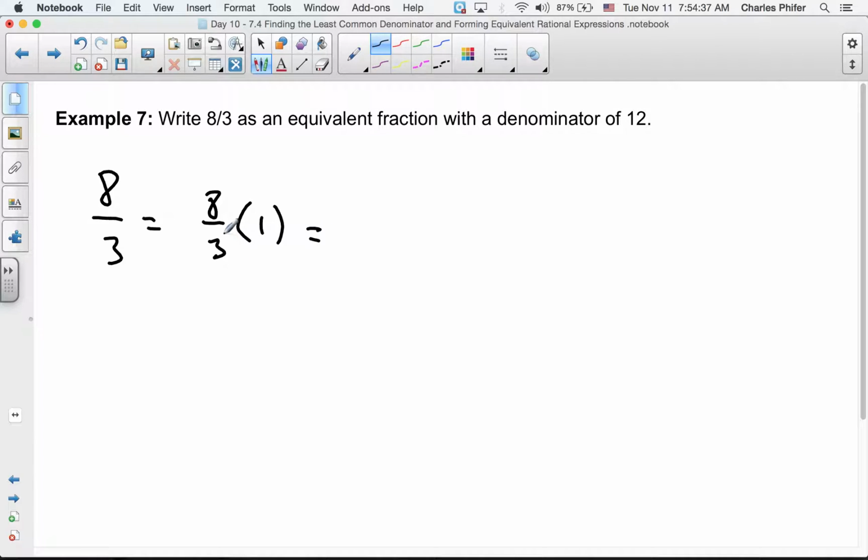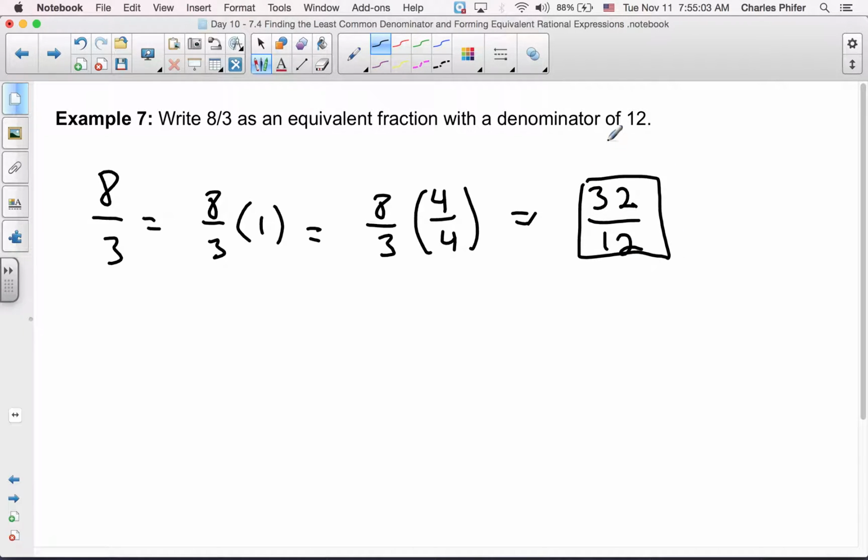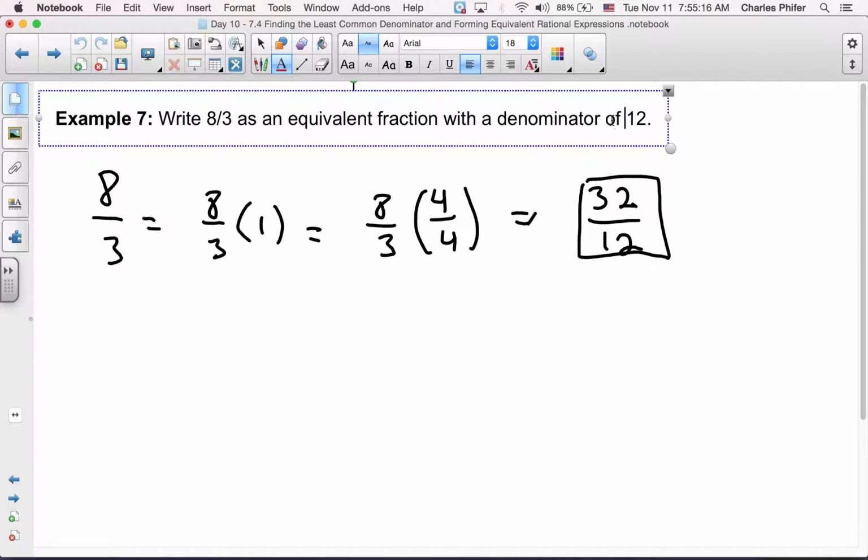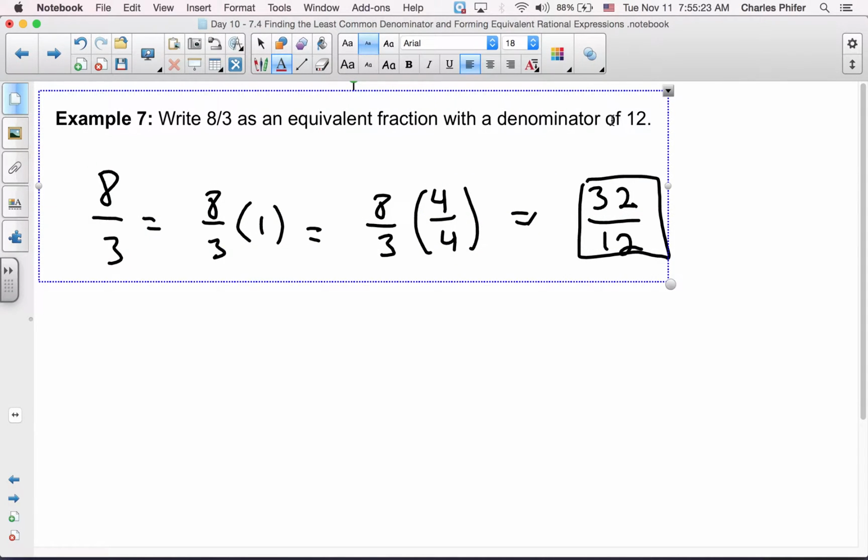So in other words, what do you multiply the 3 by in order to get 12? 4. So we're going to multiply by 1 in the form of 4/4. Notice that 4 divided by 4 is 1, so it doesn't change it. It just gives an equivalent expression or equivalent fraction. So then ultimately we get 32/12. So we'll see why we're doing that momentarily. So let's just keep going.